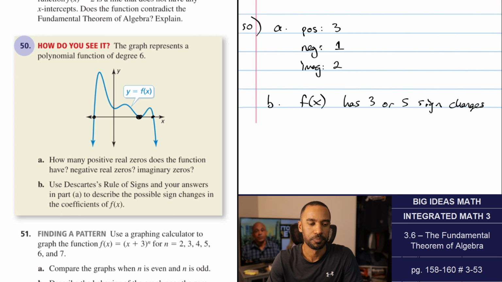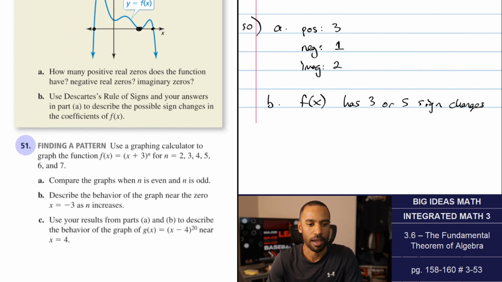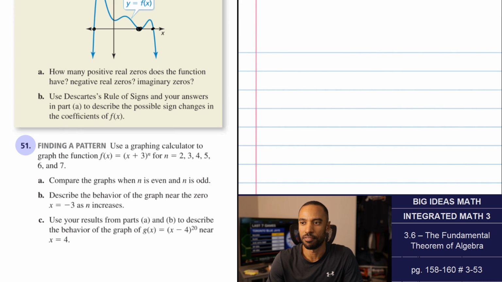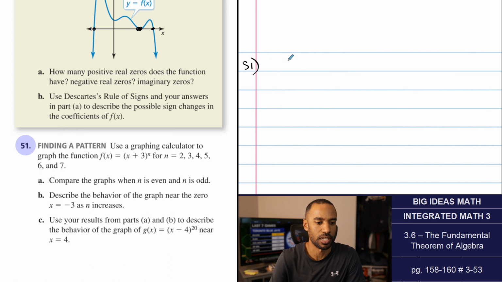All right, number 51. Finding a pattern. Use a graphing calculator to graph the functions here. Compare the graphs when n is even and n is odd. I don't need a graphing calculator for that. I could do that myself. But let's see what else they say. Describe the behavior of the graph near the 0 as n increases. As n increases, use your results from parts A and B to describe the behavior of the graph here.